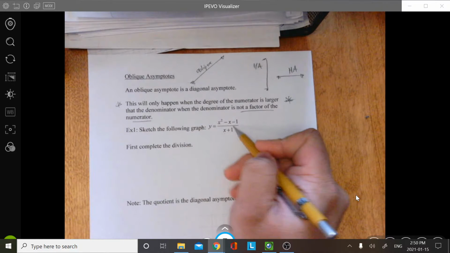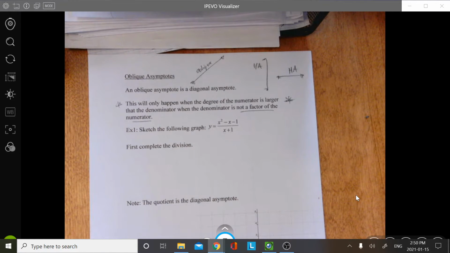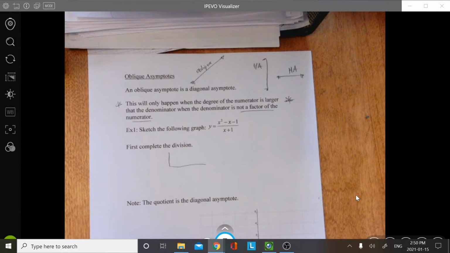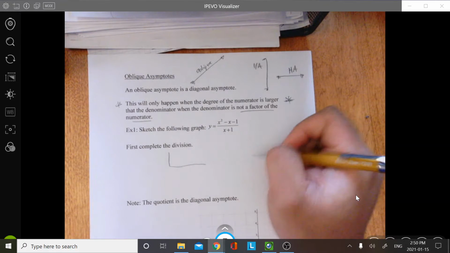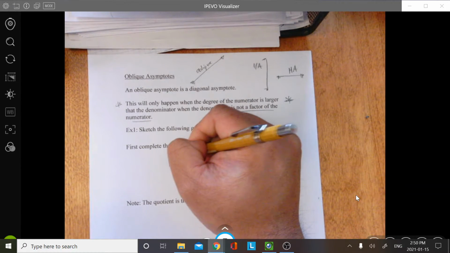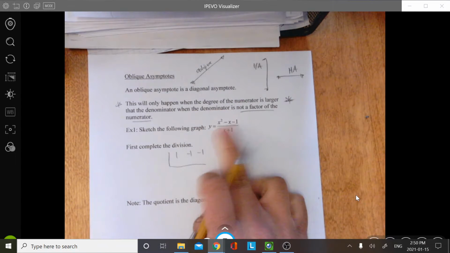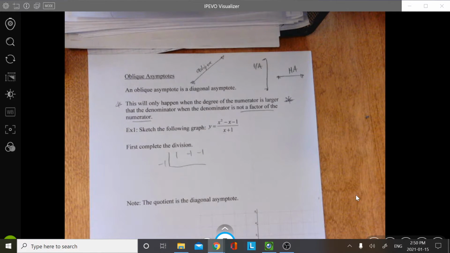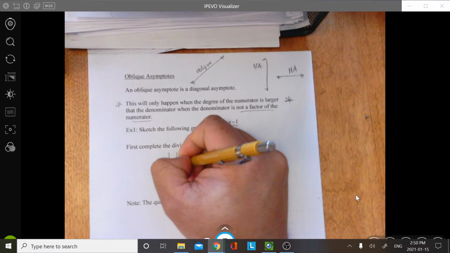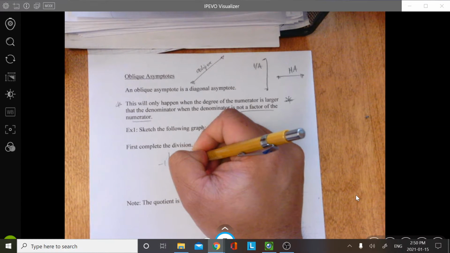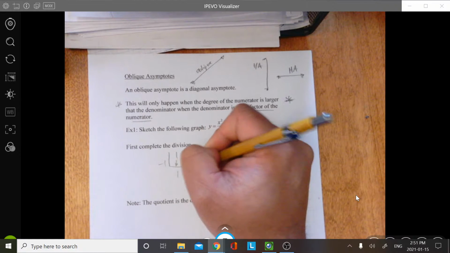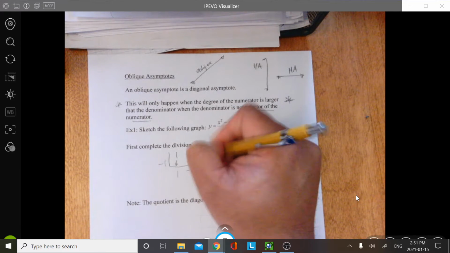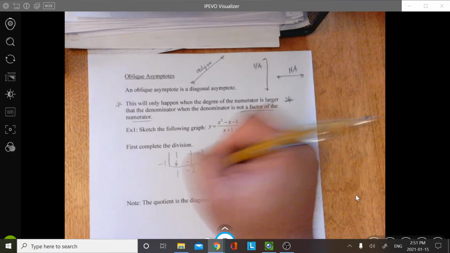Okay, so what we're going to do first is do the synthetic division. Once you've determined that this is the case, you're going to use synthetic division to find the equation of the line. So I have 1, negative 1, 1, and then my value I'm going to test is negative 1. Drop 1, negative 1, negative 2, 2, and positive 1.